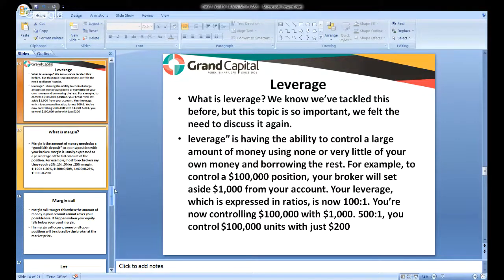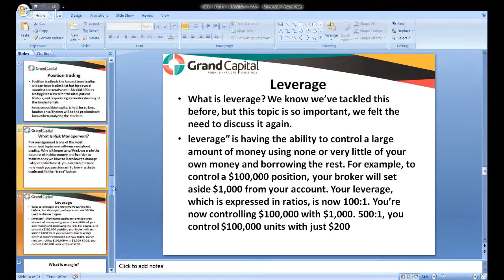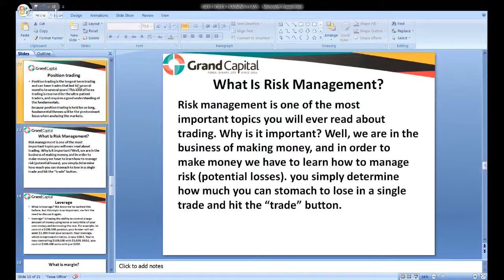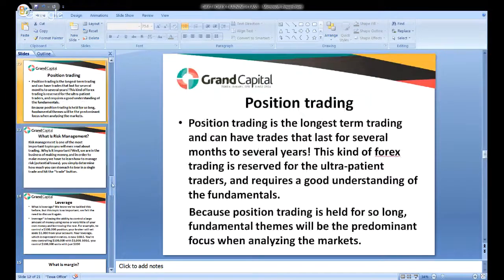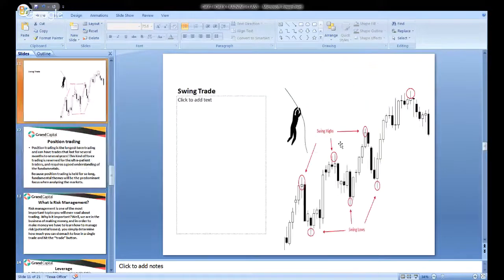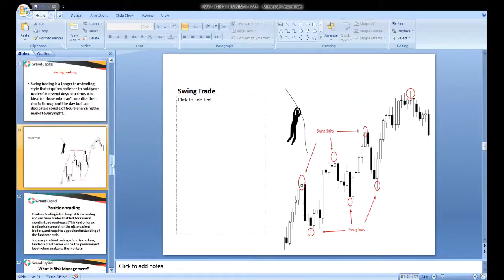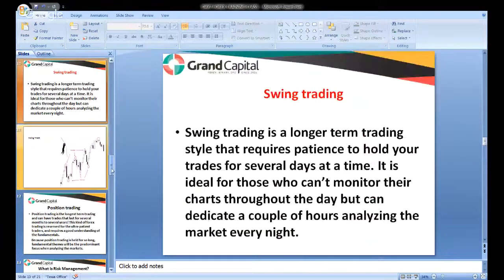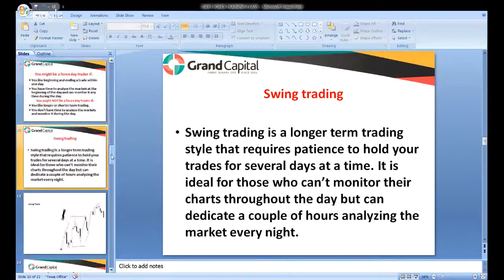So we talk about risk management. Always know what you can lose. We talk about position trading, which is a long-term trade. We talk about swing traders, where the chart swings up, swings down, moving in a zigzag pattern. So this is a swing trade, a trade style that requires patience. It is not a position trade, but it can take days, 2, 3 days, while position trading takes months. A swing trade is just a days trade.